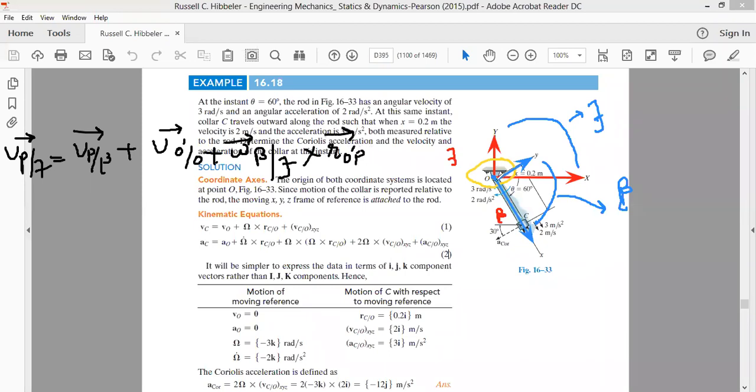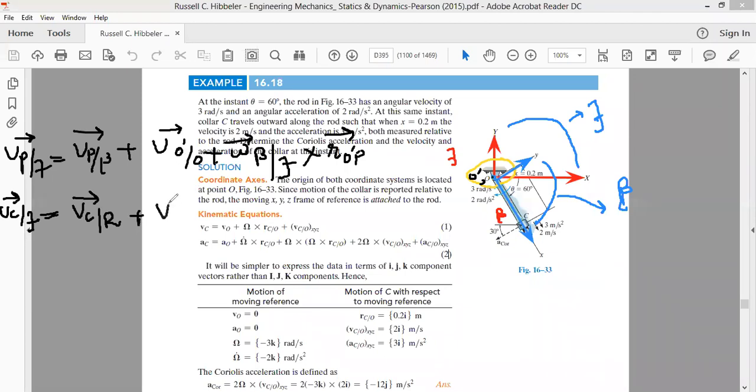As far as O and O dash are concerned, they are at the same point. P is the point under observation, so we have the collar under observation. We'll write velocity of collar with respect to ground is equal to velocity of P with respect to beta. That is, P is our collar and beta is our rod, so velocity of collar with respect to rod, plus velocity of O dash with respect to O.